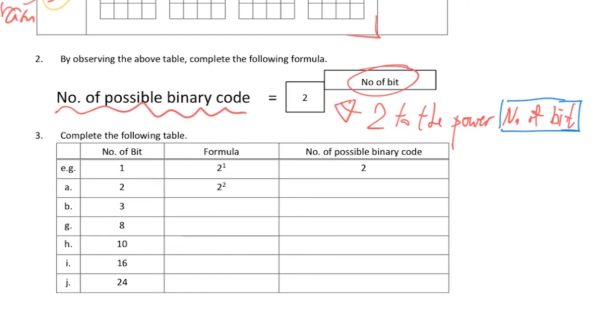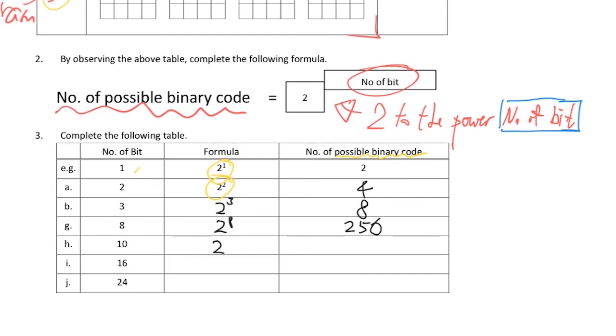Okay, now let's complete the table together. So the table says, for the first example, if the number of bits is 1, the number of possible binary codes should be 2 to the power 1. That is 2. If the number of bits is 2, the formula will be 2 to the power 2. So the number of possible binary codes should be 4. Let's go on. If the number of bits is 3, the formula should be 2 to the power 3. So it is 2 times 2 times 2. That is 8. And then 2 to the power 8. This is 256.